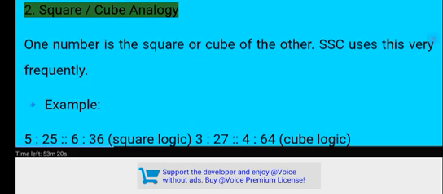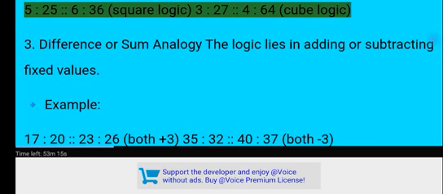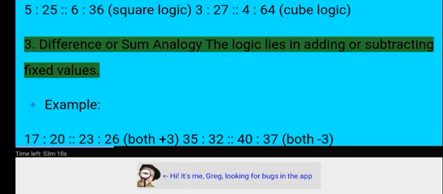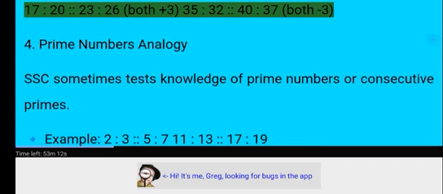2. Square-cube analogy. One number is the square or cube of the other. SSC uses this very frequently. Example: 5, 25 and 6, 36, square logic. 3, 27 and 4, 64, cube logic. 3. Difference or sum analogy. The logic lies in adding or subtracting fixed values. Example: 17, 20 and 23, 26, both plus 3. 35, 32 and 40, 37, both minus 3.